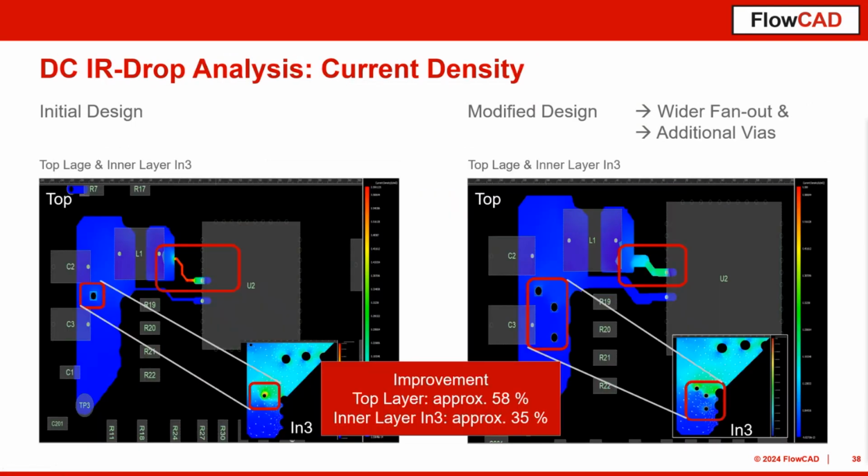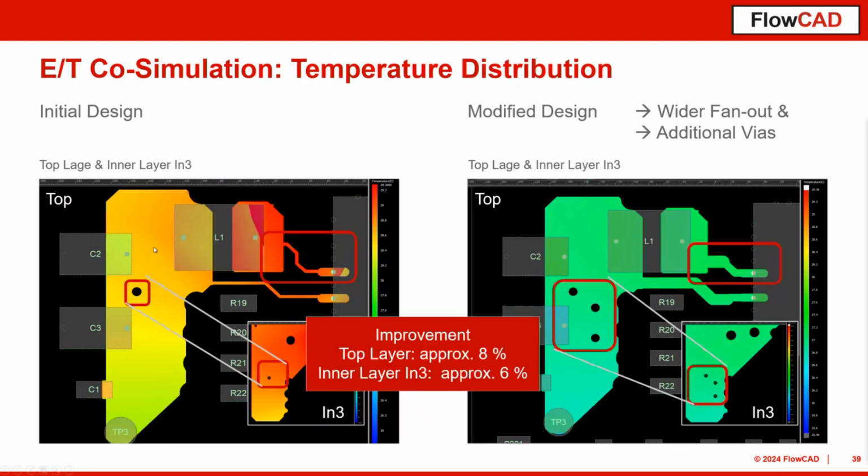And we can also see here, by adding some more vias, we can lower the current through the vias, and even if you make the traces wider, we not only reduce the IR drop, but we also reduce the temperature significantly. I think that is a very impressive result here.